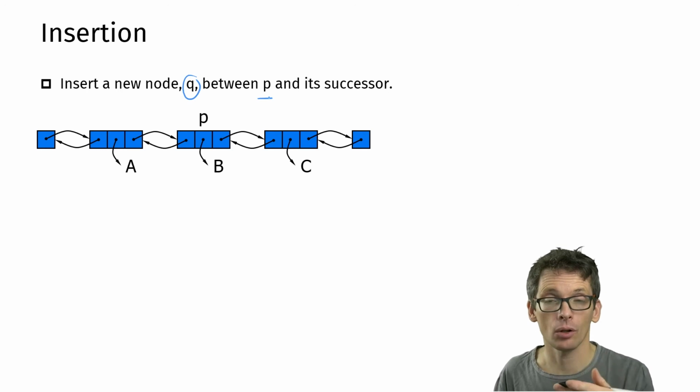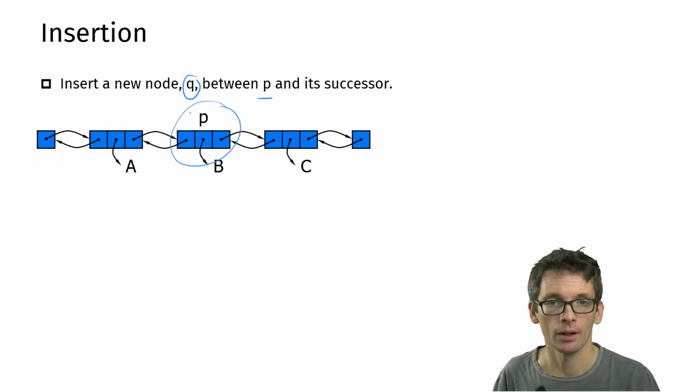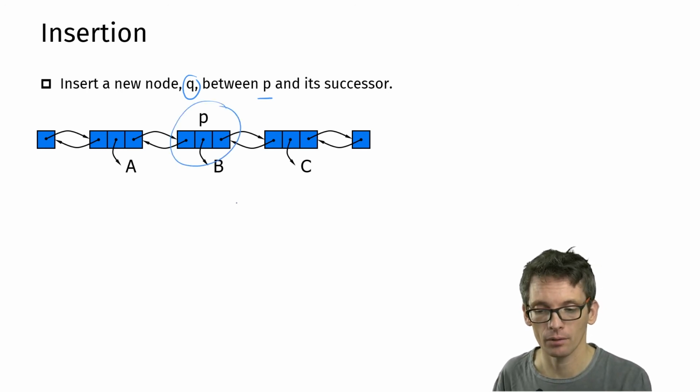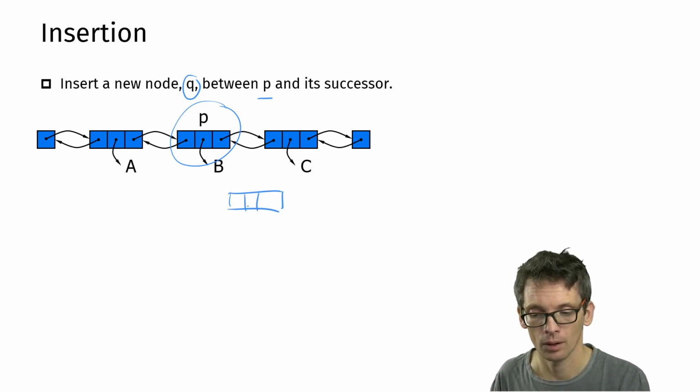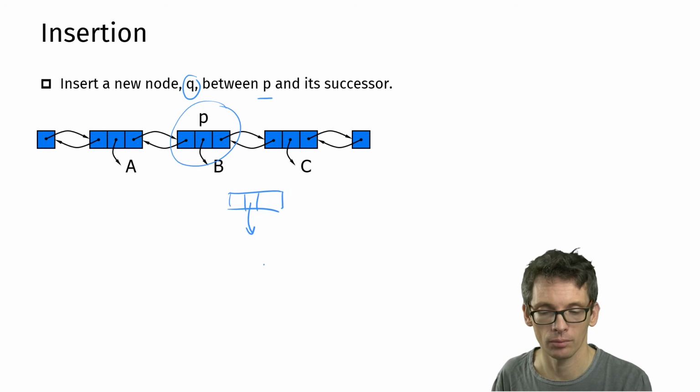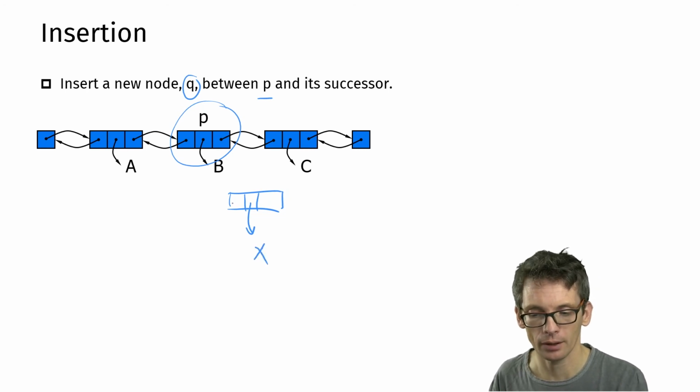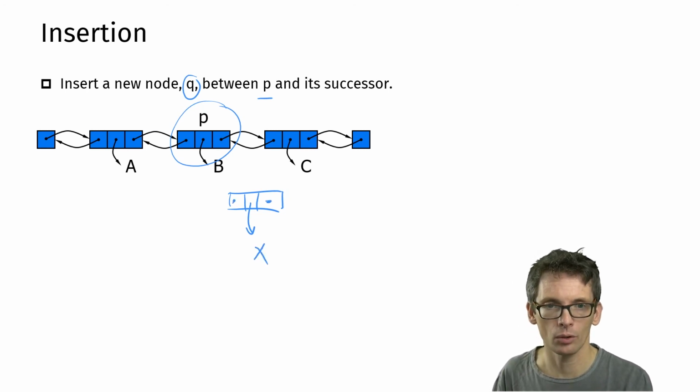Then, okay, I need to know P. If I have P, then I simply take my node Q. Let's say this is node Q. It again has this form. Let's say it stores X. So what do I need to do?